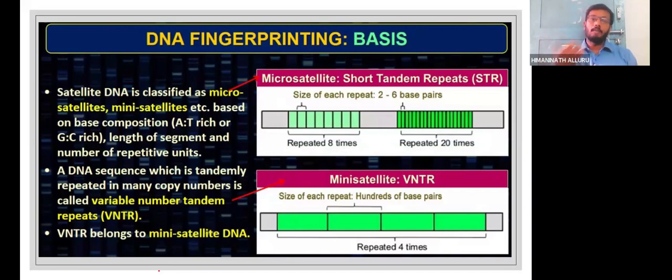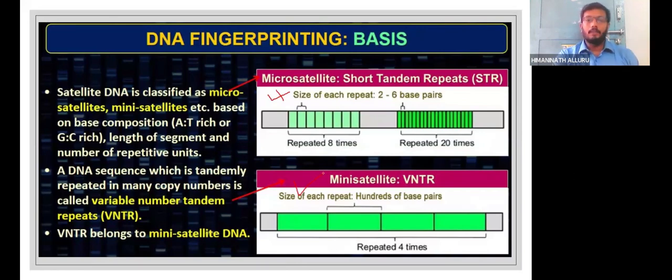In what way do variable number tandem repeats differ from microsatellites? In a minisatellite, more than 100 bases will be there in each segment. That will be repeated many times. So that's why we call it a minisatellite. It is not a microsatellite. Microsatellites we cannot use for DNA fingerprinting. We need to use only minisatellites, that is variable number tandem repeats, for DNA fingerprinting.